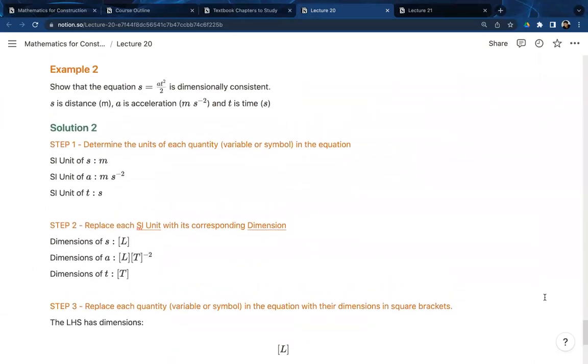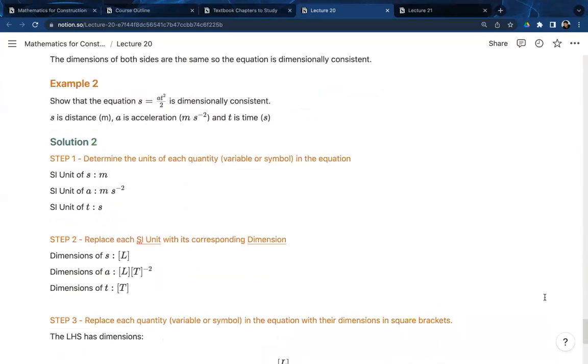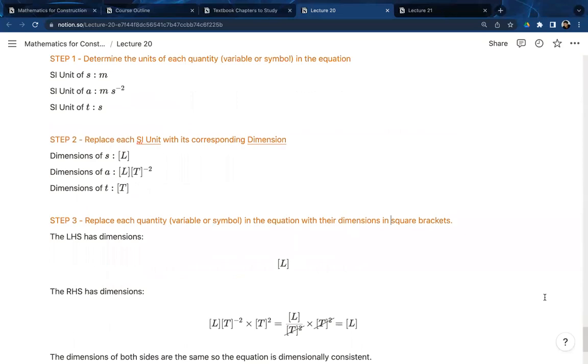So I took some time to just give you a step-by-step process here, and hopefully this makes things a little bit clearer for how we do these types of questions, using dimensional analysis to show that the equation is dimensionally consistent.